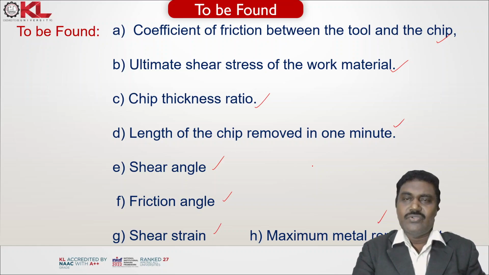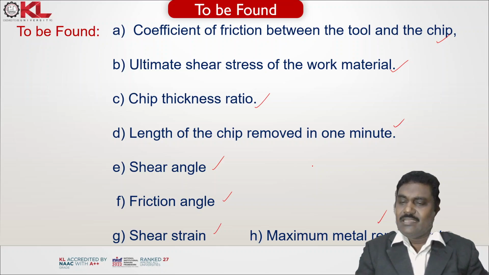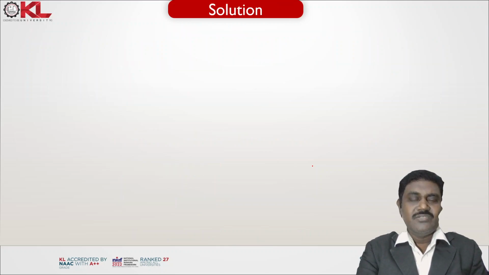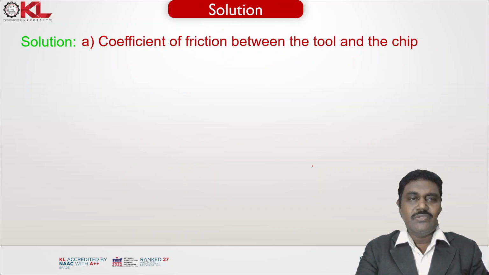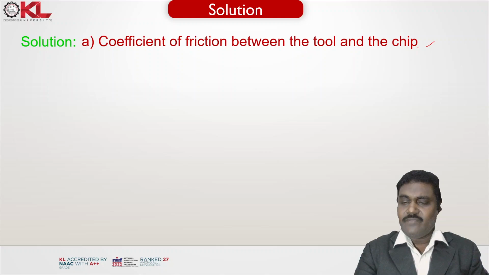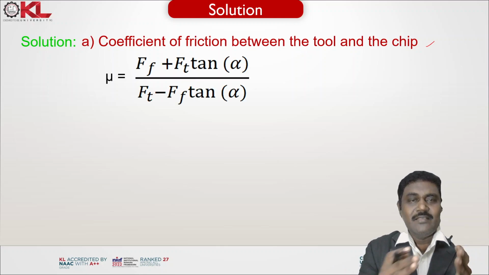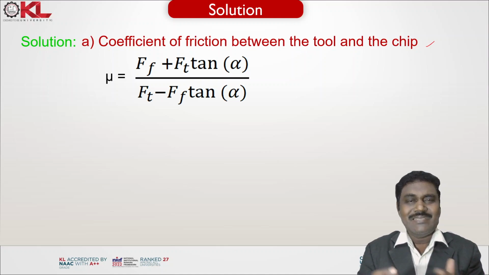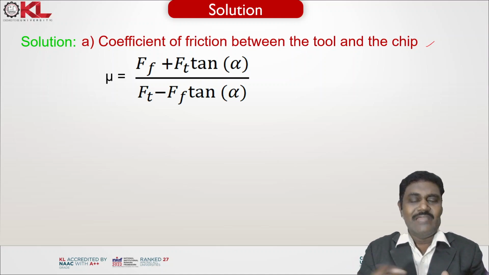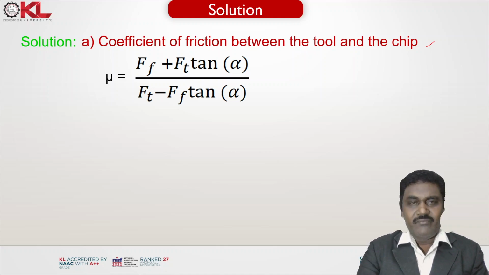Next we are coming to the solution. While doing the solution, you have to calculate one by one from A to H. Now let us see how we are going to find the solution for this problem. The first one asks for the coefficient of friction between the tool and chip. The coefficient of friction mu is what you are going to find out. So what is the formula? The formula is mu equals the frictional force plus the tangential force into tan alpha, divided by the tangential force minus the frictional force into tan alpha.